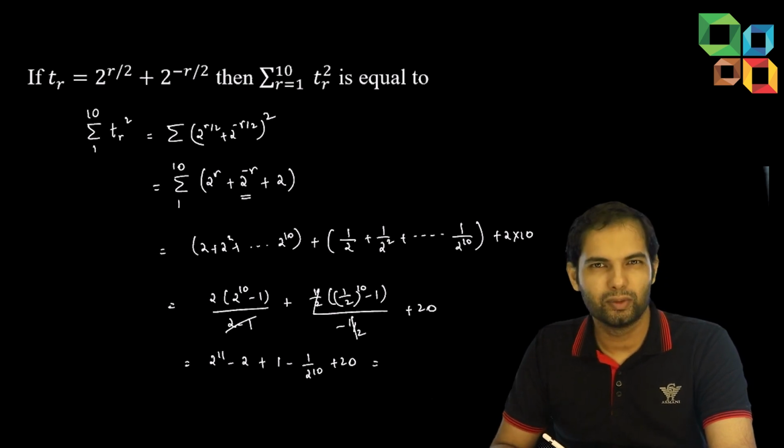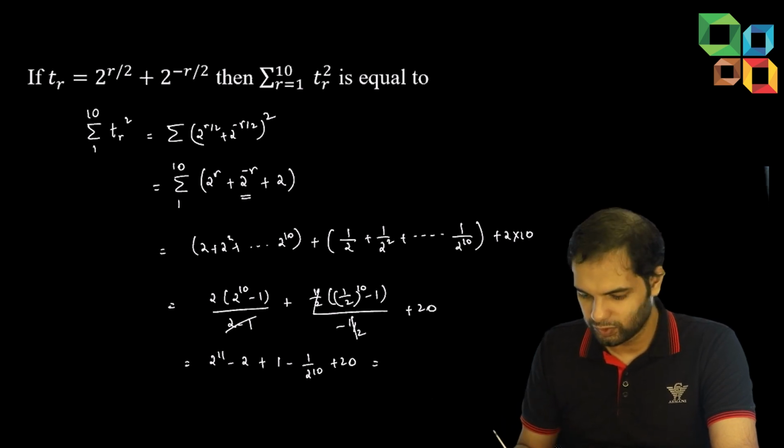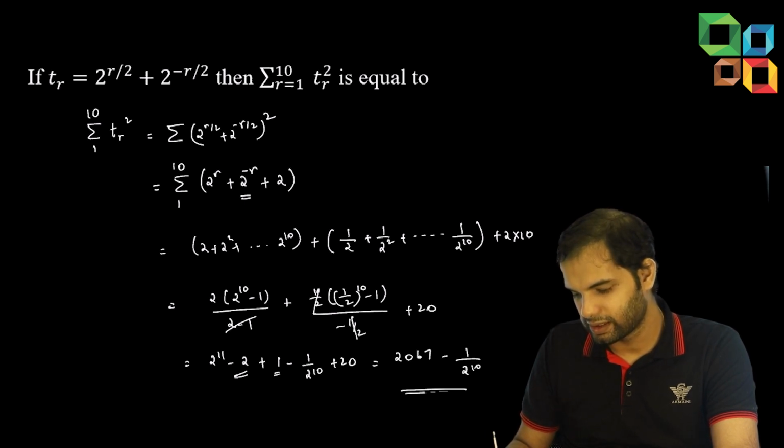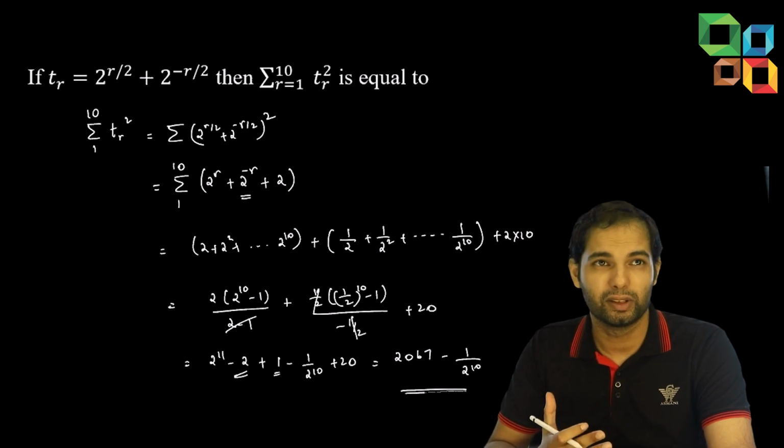2 power 10 is what? 1024. So 2 power 11 would be 2048. 2048 minus 2 is 2046, plus 20 is 2067, minus 1 by 2 power 10. I think you can keep it as it is, unless we have made a mistake. I don't think we have made a mistake.